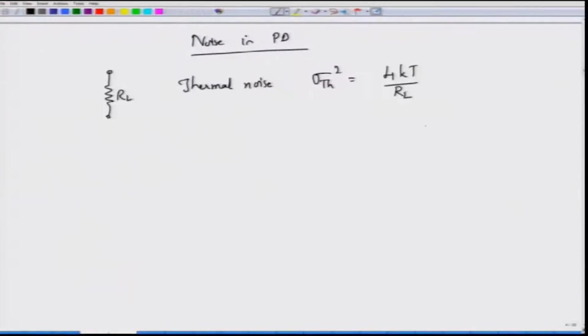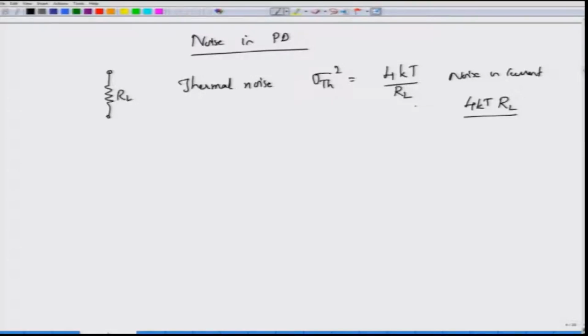This is divided by RL because you are looking at current noise variance. But if you are comfortable with looking at the voltage noise variance, it would be 4kT into RL, because current squared into RL is voltage. That can be related to the power V squared by RL, and therefore you get voltage noise variance as 4kT into RL. But because photodetectors mainly generate current, we will look at the current noise variance. The expressions will involve the divided by RL quantity.